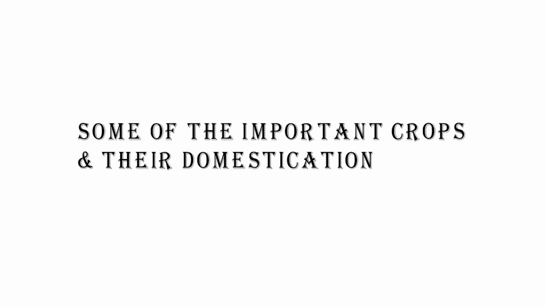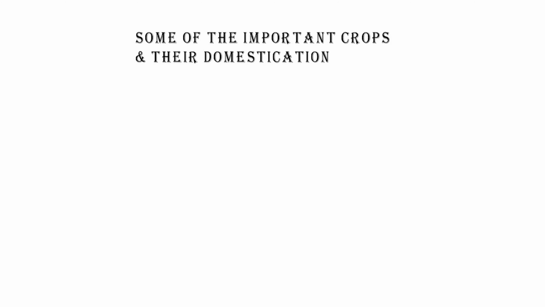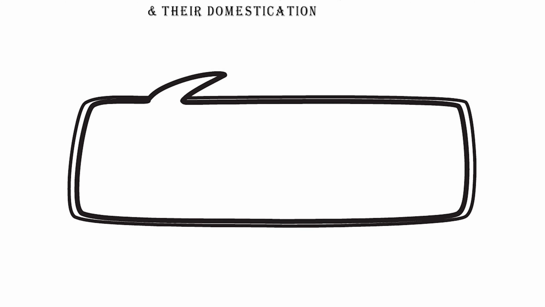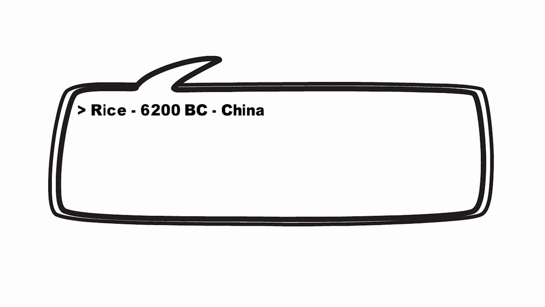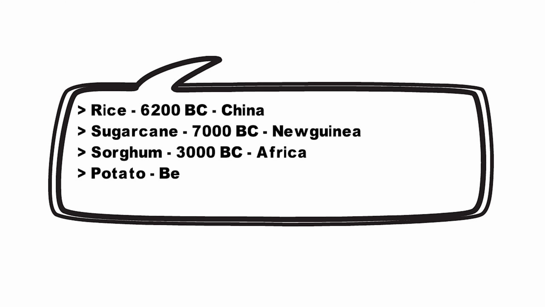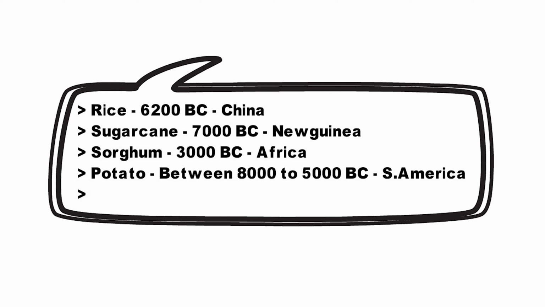We all know rice is a crop of China. I have mentioned 5 important crops and their domestication. Try to remember all the 5 crops. First one is rice, China; sugarcane, New Guinea; sorghum, Africa; potato, South America; and cotton from Peru.